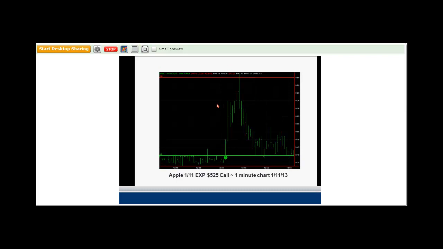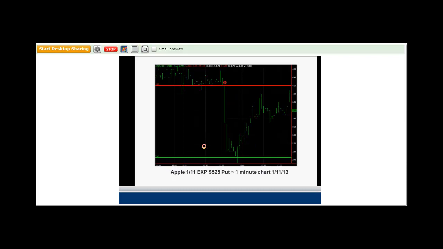Here's another example. Here's going even further out. Here's the 525 calls. They were going for as little as $40 a contract. They blew to $90. I remember I had these calls, and they blew to $90, so that's a $50 profit there. That's over a 125% return. So you make 50, your cost is 40. That's over 100%. And your risk is $40, the max you could lose.